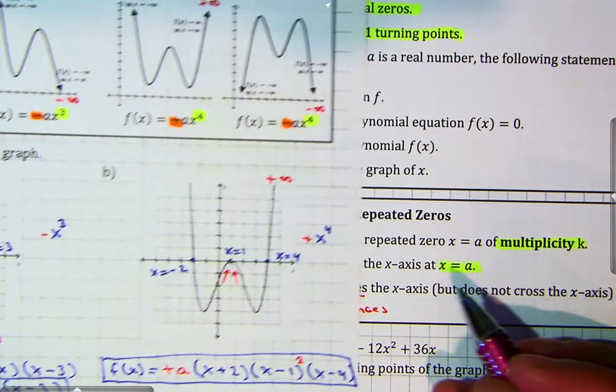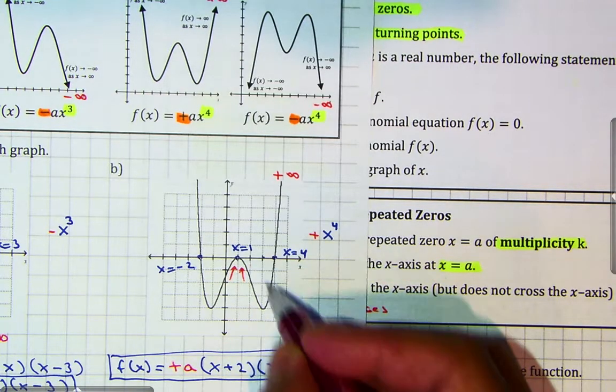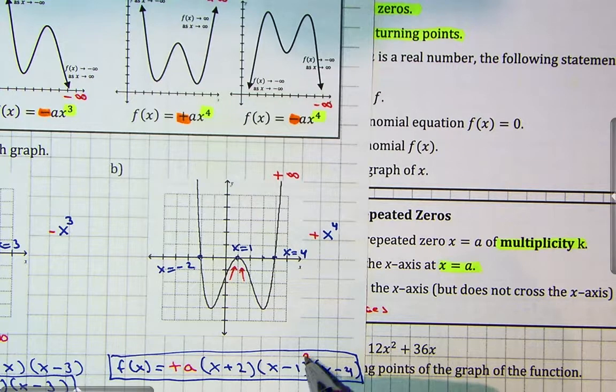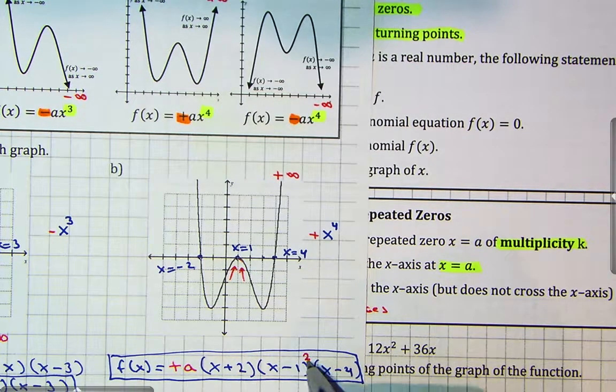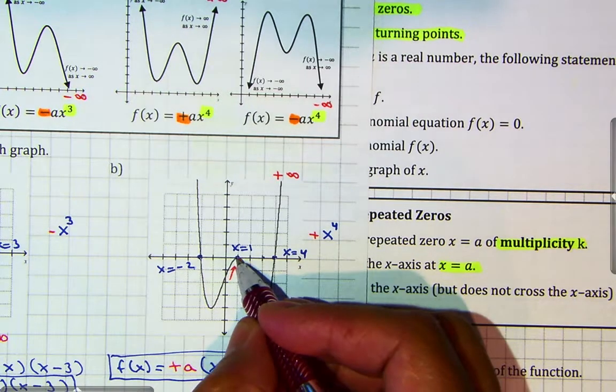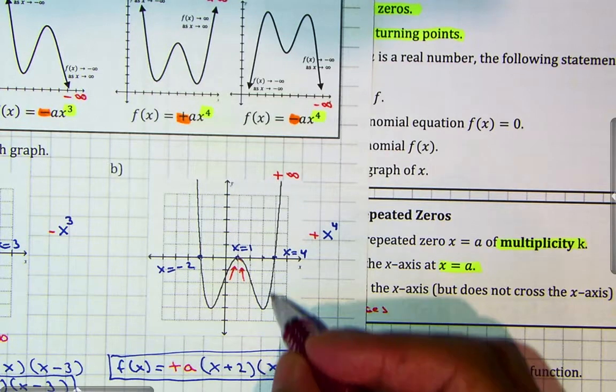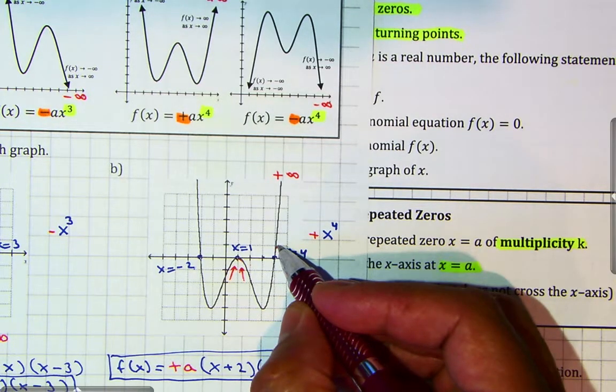So whenever it bounces, that counts as 2. Or it can also be a 4. Every time it bounces, it can be just 2, 4, or 6. We're not too sure what that number will be, but we know that it's going to be even if it bounces. Now, if it crosses, then the multiplicity will be odd.